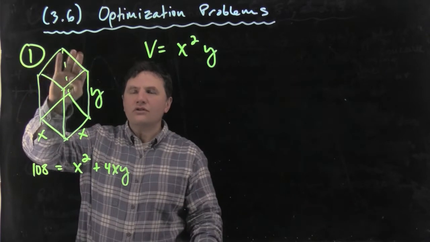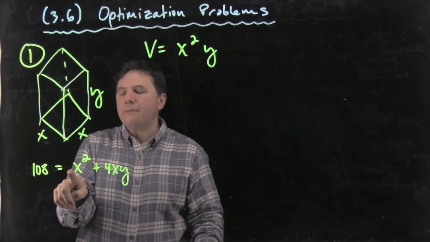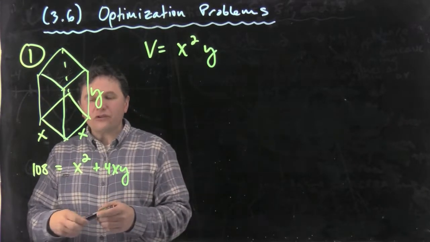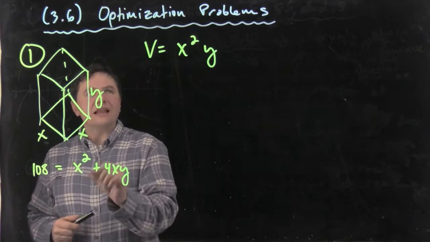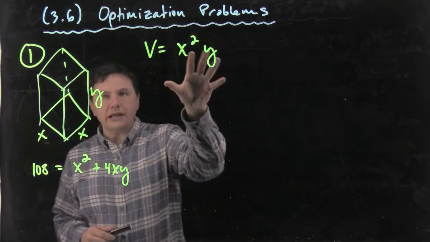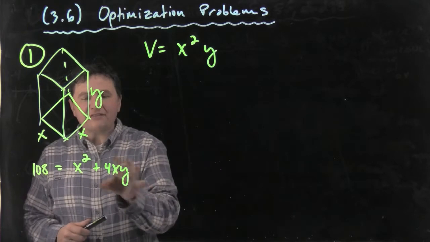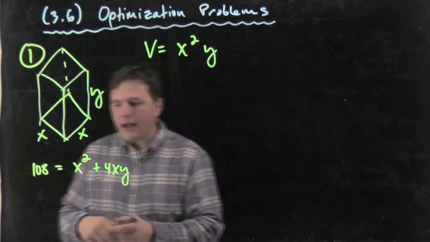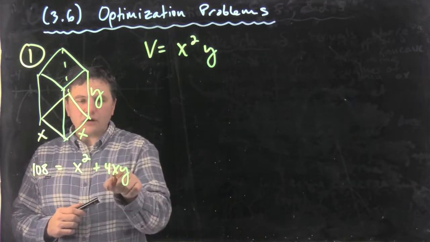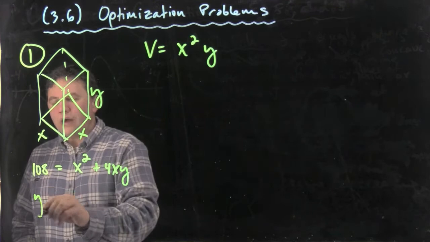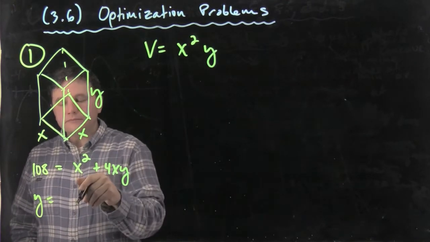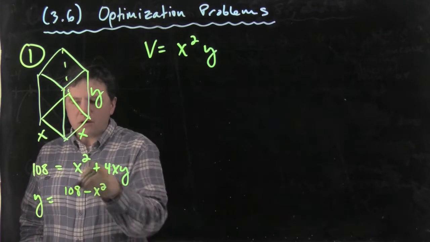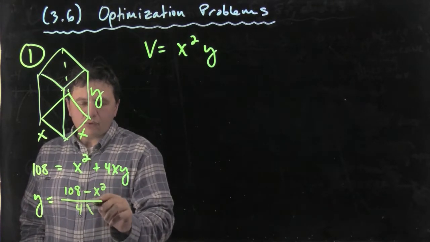And once again, I want to remind you that this is open top. If it was closed top, we would just have 2 times x squared, but this is open top, okay? So now what this allows me to do is this gives me an equation that I can write in terms of one of my variables to plug in here, okay? So in this case, choose whatever one's easier, and clearly what's going to be easier here is y. So I'm going to solve for y. So let's see, I'm going to subtract x squared, and I'm going to divide by 4x. So y is going to equal 108 minus x squared, all divided by 4x.